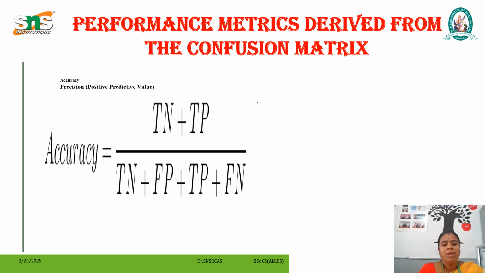Next one, performance metrics derived from the confusion matrix. Accuracy, precision, positive predictive value. Accuracy is nothing but true negative plus true positive divided by true negative plus false positive plus true positive plus false negative. It is called as accuracy.